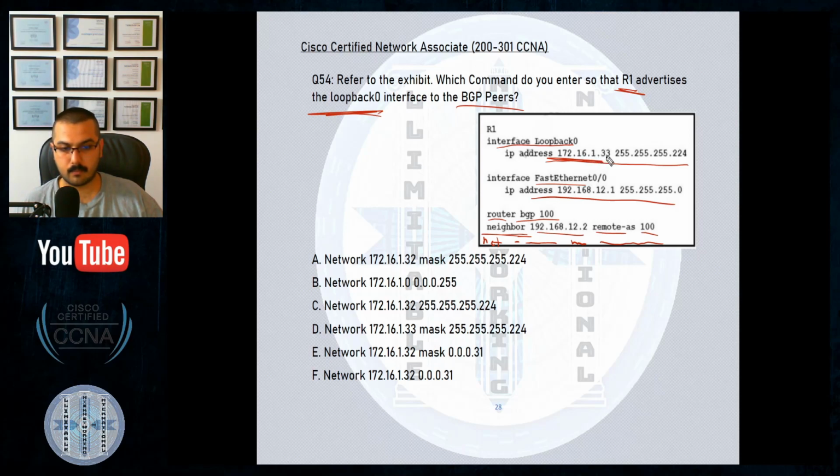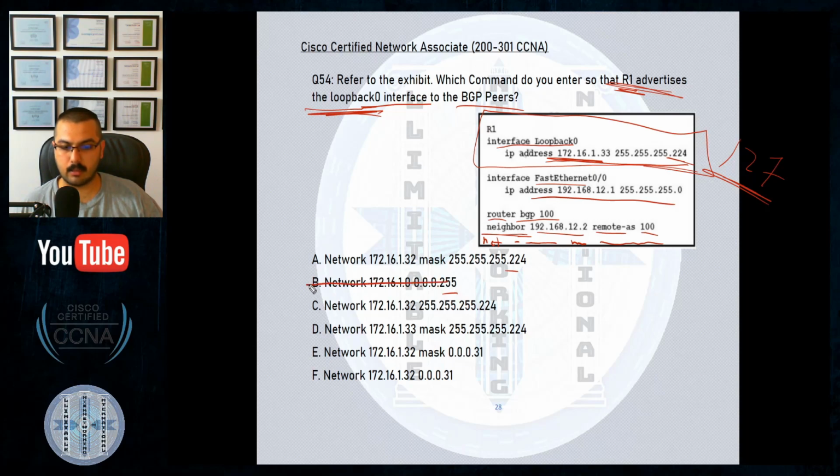Okay, so it will be network 172.16.1.30. I'm sorry, .32. So that R1 advertises the loopback 0 interface. Should I advertise the entire network of the loopback? Because the loopback is not /32 here. This is /27.